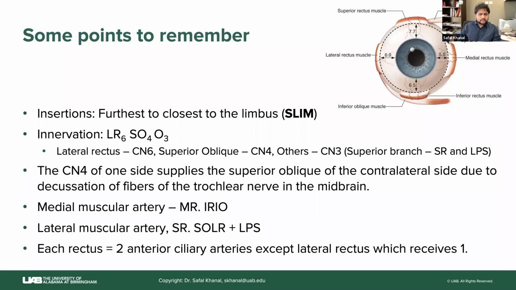Another point to remember is that each rectus muscle receives two anterior ciliary arteries, except the lateral rectus, which only receives one anterior ciliary artery. And these are the branches of the muscular arteries.